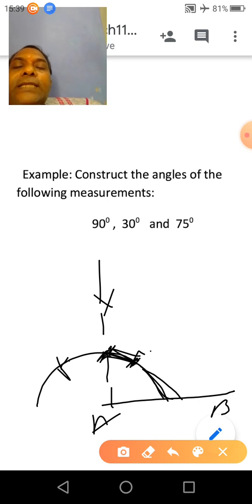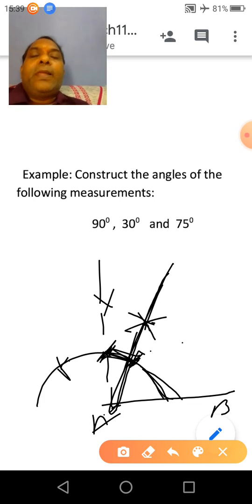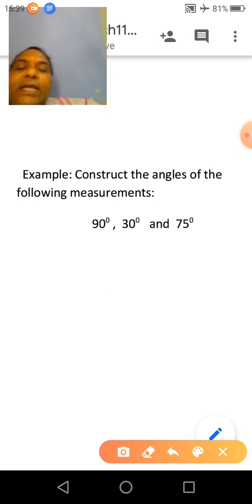So taking this point and this point as centers and an arc of any radius, draw two arcs which intersect at a point. So join this point, so this angle will be 60 plus 15, means 75 degrees.